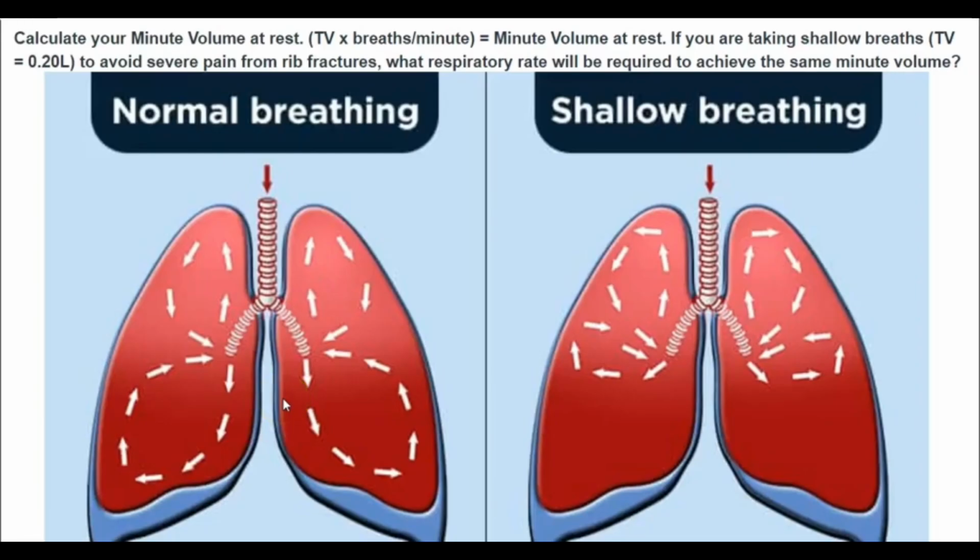If my average breaths per minute is 15 and my tidal volume is about 0.5 liters, then my minute volume at rest would be about 7.5 liters per minute. Now, if I'm taking shallow breaths to avoid severe pain from rib fractures, and my tidal volume is about 0.2 liters, then the respiratory rate required to achieve the same minute volume as at rest is 37.5 liters per minute.